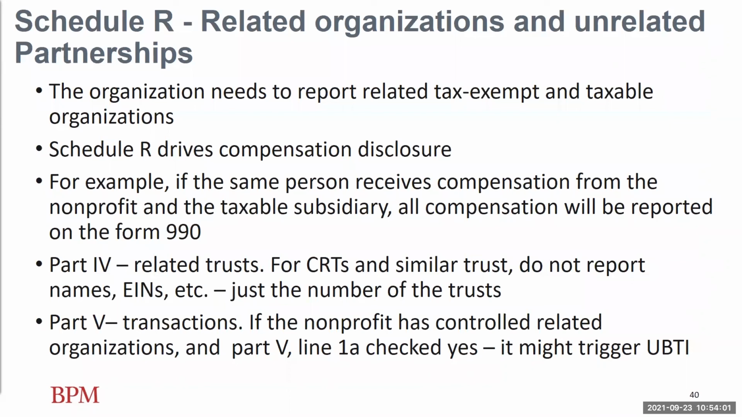Also important to keep in mind, if you have somebody who is a top person receiving compensation from the tax-exempt organization and a taxable subsidiary, it might be that all the compensation has to be disclosed on the 990. So people are going to see not only how much individuals are getting from the nonprofit, but also from the taxable subsidiary.